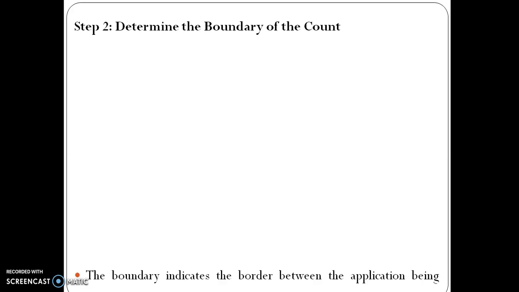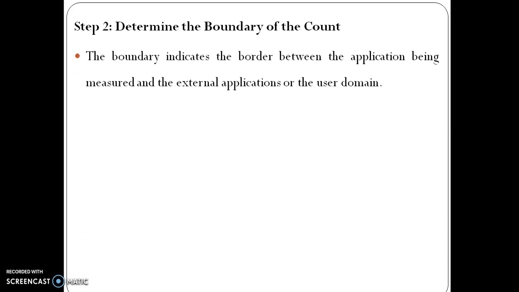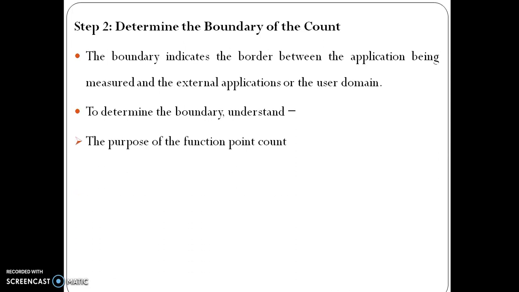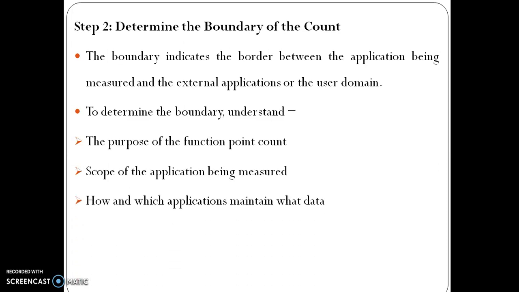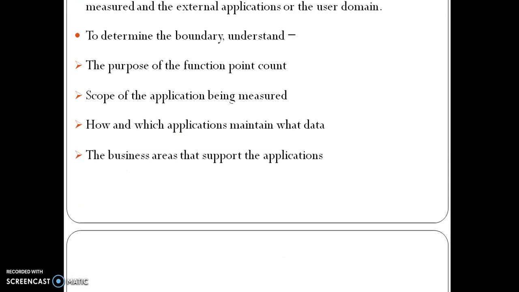Determine the boundary of the count. The boundary indicates the border between the application being measured and the external applications or the user domain. To determine the boundary, understand the purpose of the function point count, the scope of application being measured, how and which applications maintain what data, and the business areas that support the applications.